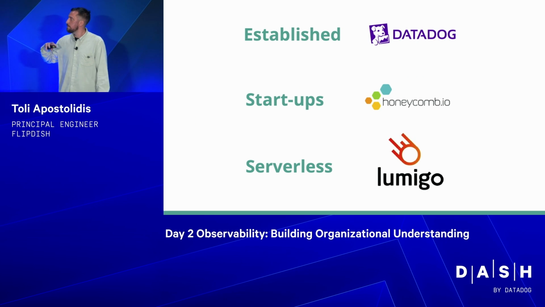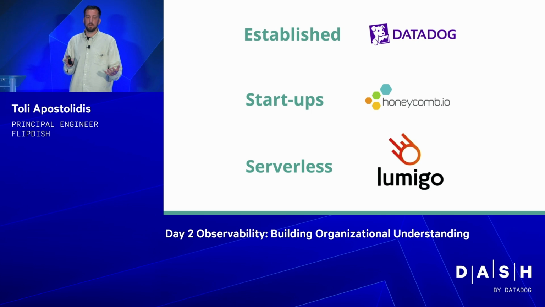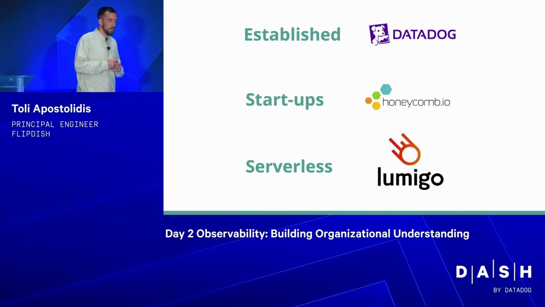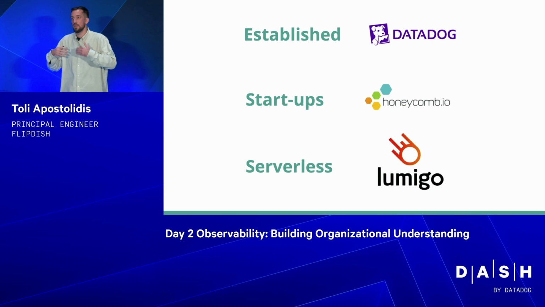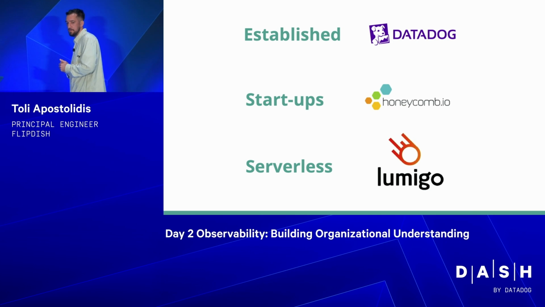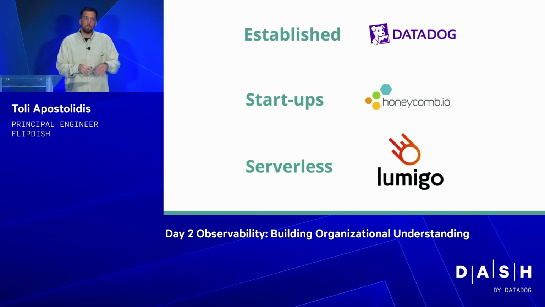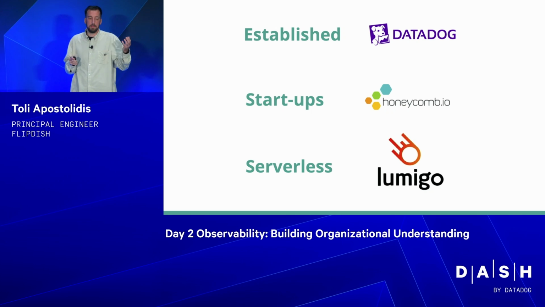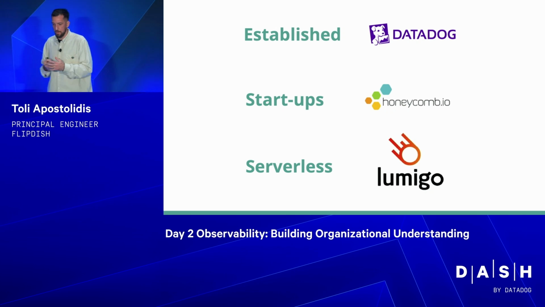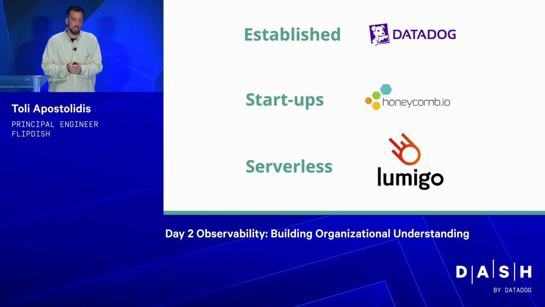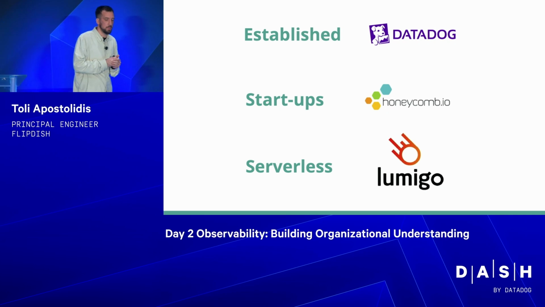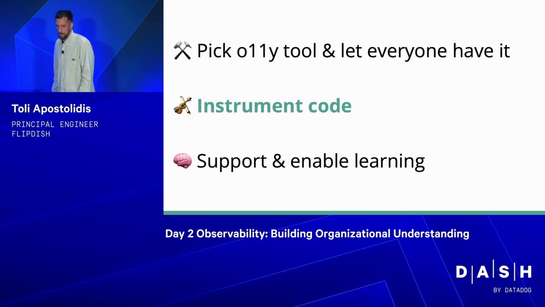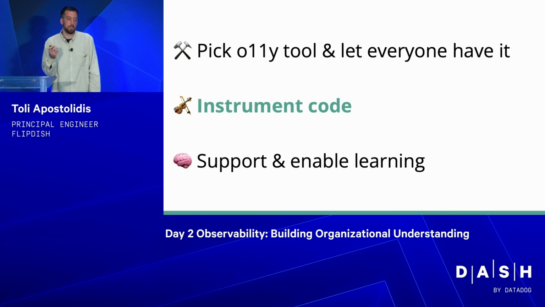Then I just put a few examples. I've classed them as established, so your Datadog or your Dynatrace, that type of organization. Your startups, which are newer generation observability vendors like Honeycomb, or more specific observability vendors. In my case, I chose serverless because in my previous organization we were entirely serverless, but you'll find these niche observability vendors that are a bit more specific. So Lumigo is an example of that. So that's it with picking your observability tool.